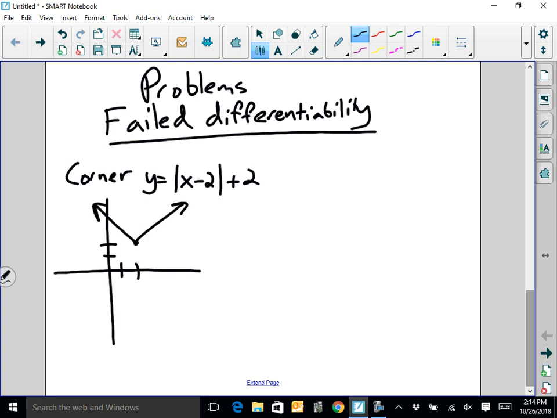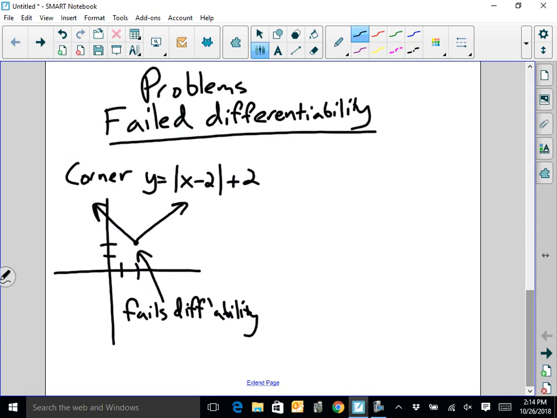This graph is definitely continuous, right? It is connected all the way through. I could draw that without picking up my pen or pencil, okay? But there is a point in this graph where I am not going to be able to take a derivative, right? That point right at the bottom here, that vertex right here, that point fails differentiability. Because differentiability is such a long word, I often use diffability or diffable as an abbreviation.